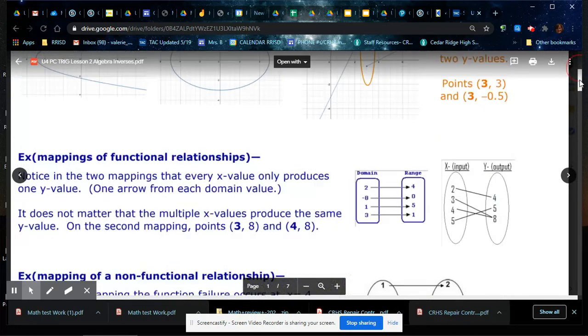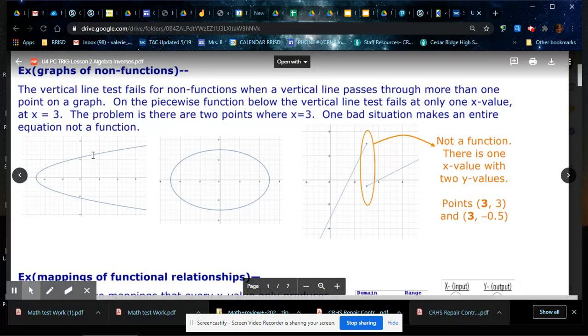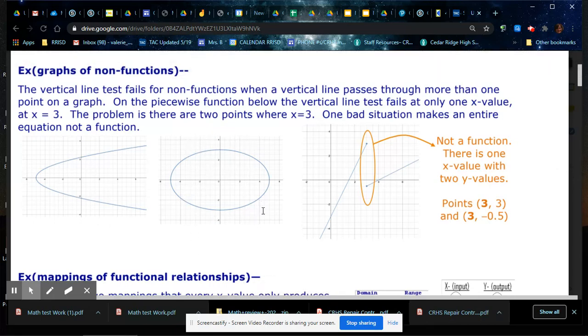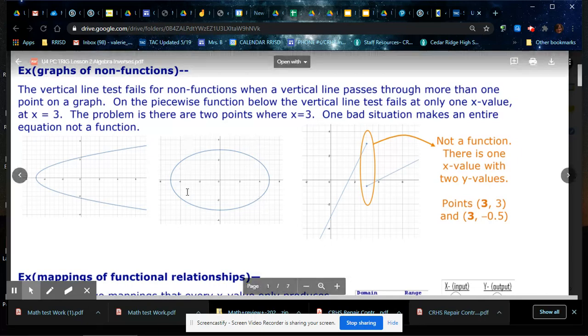These are some examples of non-functions. Here, this sideways parabola does not pass the vertical line test. It's crossing it twice. Same here, this nice looking ellipse, even though it's beautiful, it is still not a function. It crosses each vertical line twice in many of the spots.